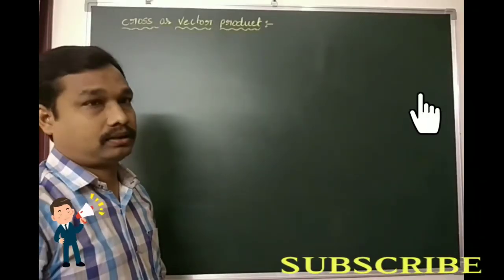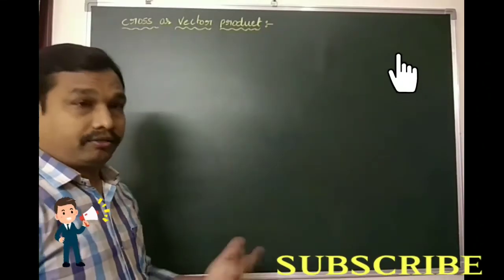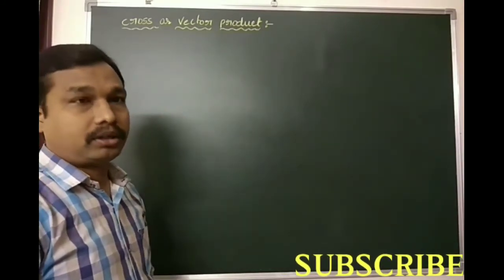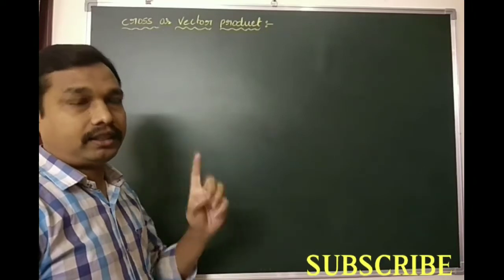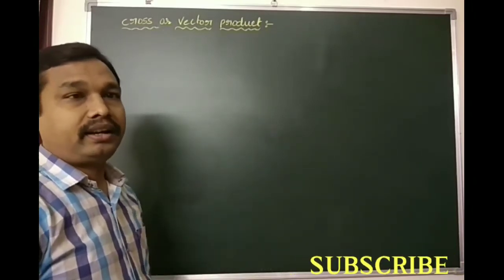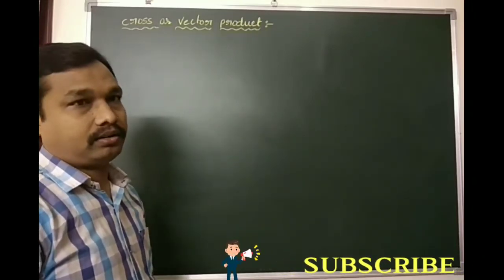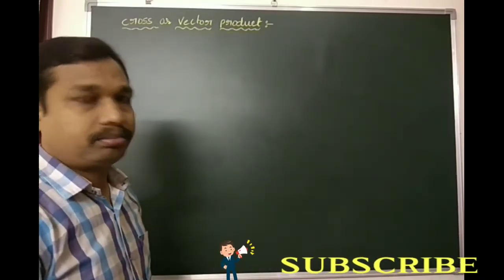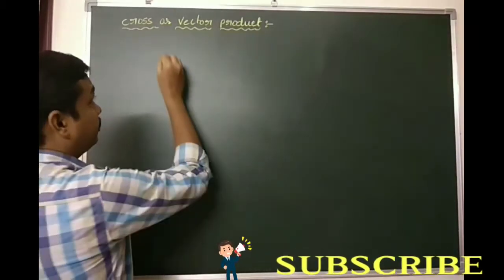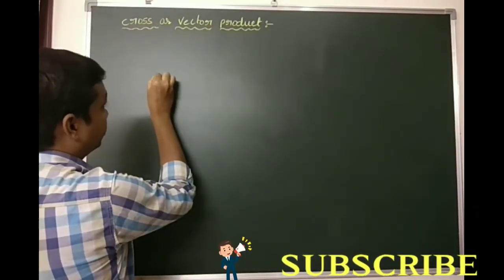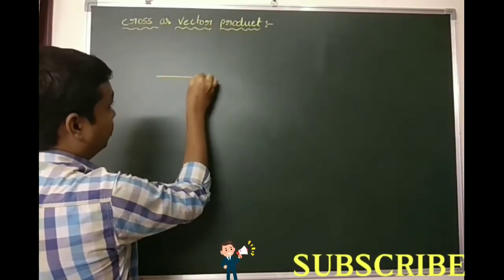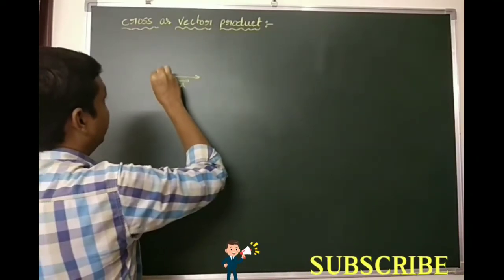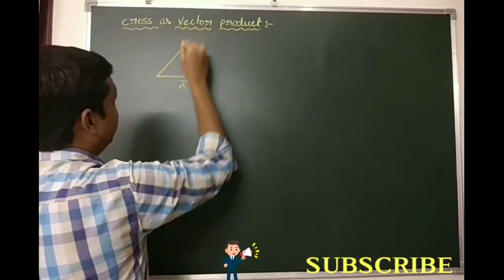Multiplication of two vectors giving you a vector quantity, that we are calling the cross product or vector product. Multiply a vector with another vector, the resultant is a vector, so we call it the vector or cross product. Right now we are going to take two vectors: one is vector A, and one more I am considering as vector B.